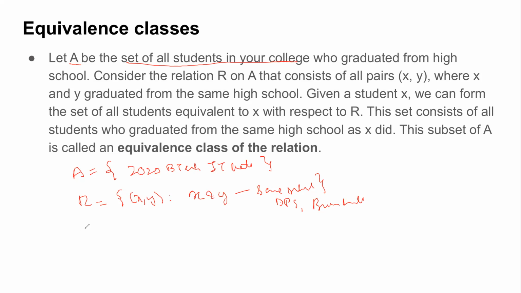Now, suppose I consider a particular student. Suppose Irtika, one element from this set A, and I ask now what is the set of students which are related to Irtika with respect to relation R. So what would this set include? I want to write all elements of A which are related to Irtika via relation R. So what would this set include?